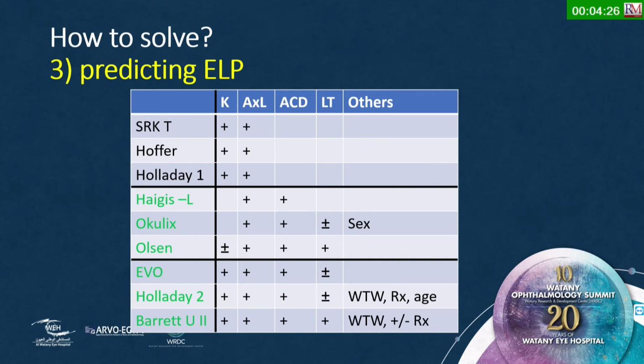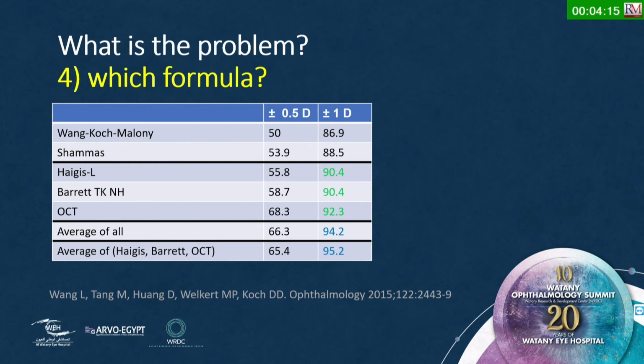And the third group, the EVO, the Hoffer QST, and Barrett, measure more parameters to predict the effective lens position and neglect, at least partially, the K reading, or modify something called the double K formulas.